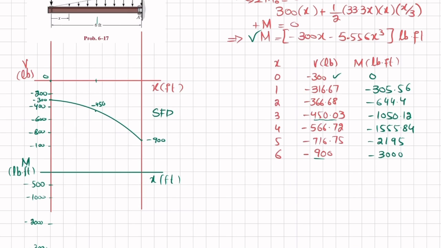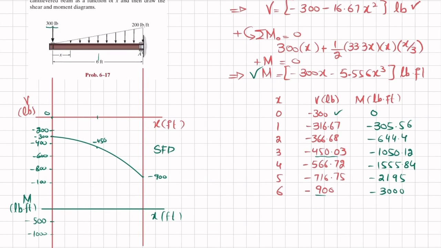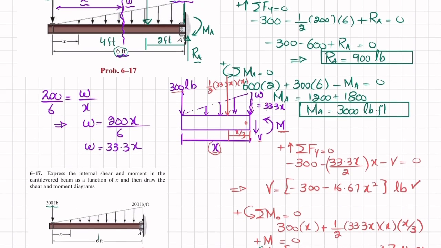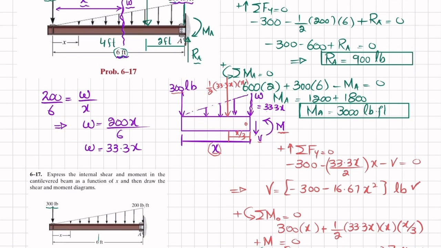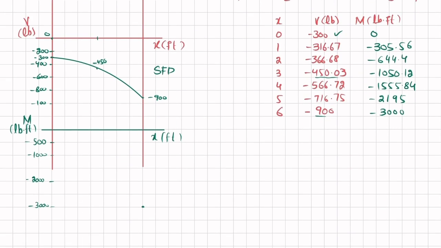Here one thing is that you have minus 900, and at point RA we have a load of RA, which is plus 900. So minus 900 plus 900 will bring it to this point 0. So this will complete your shear force diagram.